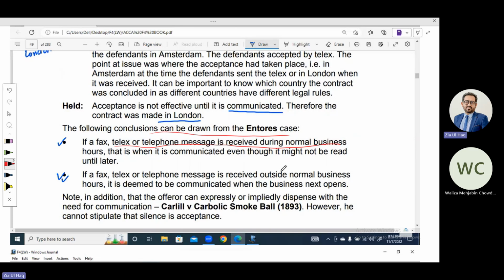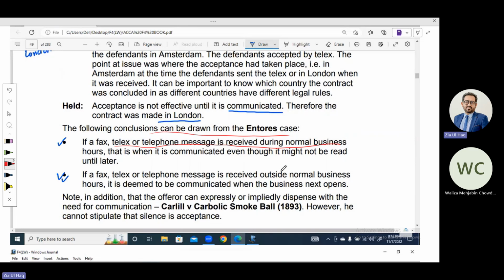I mean, if there is a contract, offer and acceptance, between a business and another party, then the acceptance must be communicated to the offerer. If the offerer is a business, it must be in normal business hours. If an email reaches the business after 5 o'clock, outside normal business hours, this acceptance will be treated as of the next day rather than today. Before the next day, if acceptance is not received, the offerer can revoke the offer.